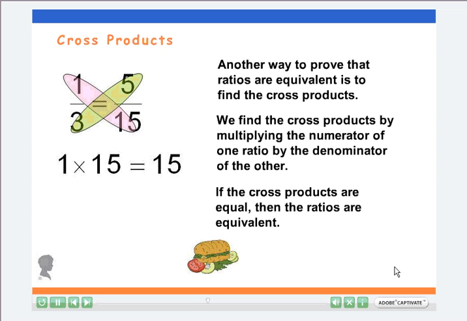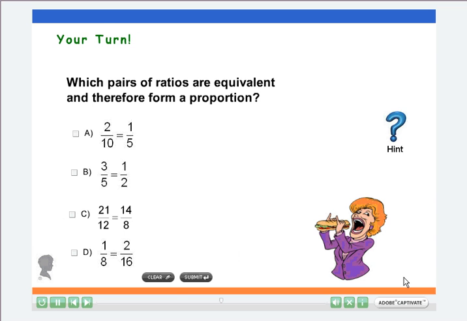1 times 15 is equal to 15, and 3 times 5 is also equal to 15. Since the cross products are equal, 1 to 3 and 5 to 15 are equivalent. Click Next to find some equivalent ratios that form proportions.